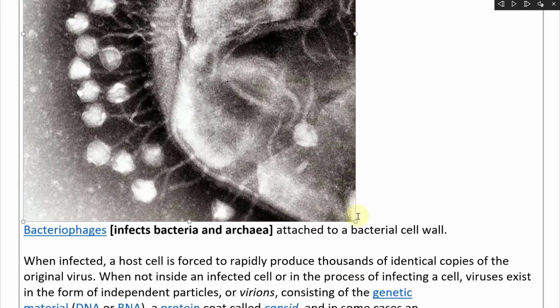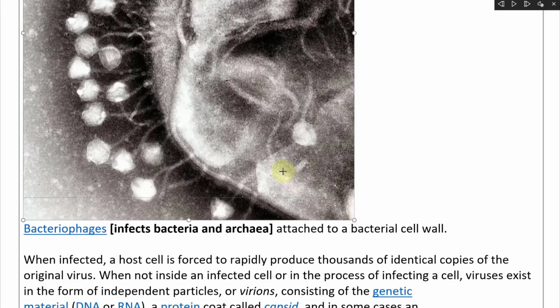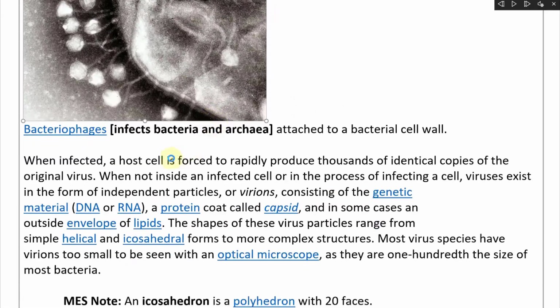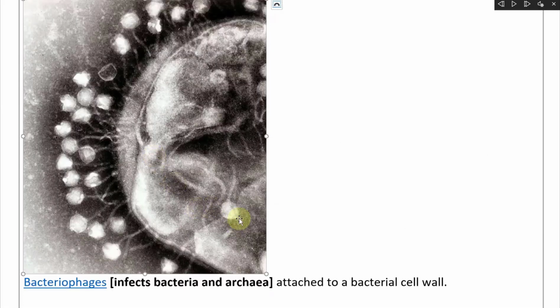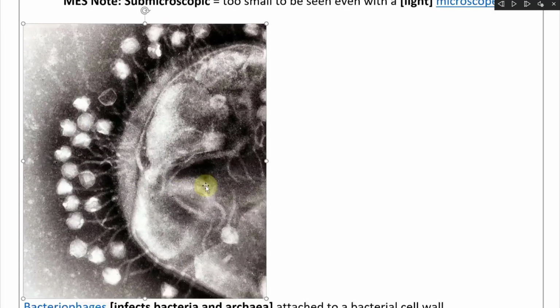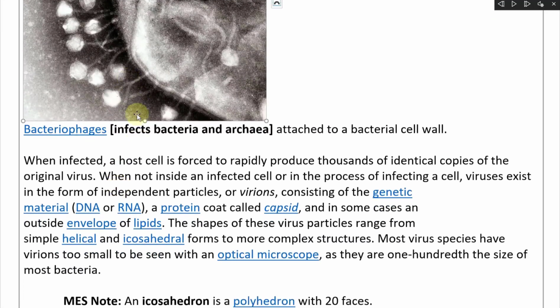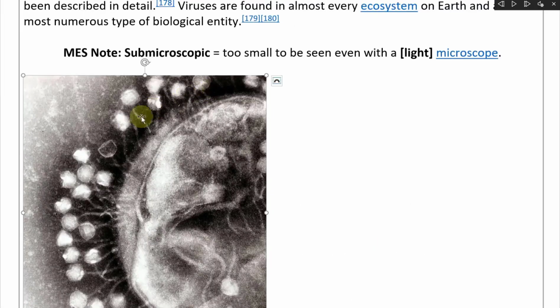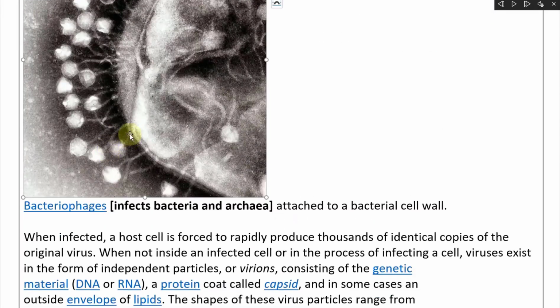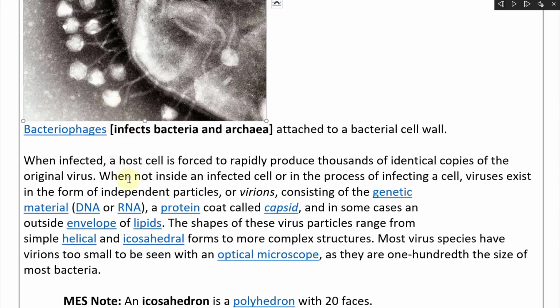Here is a bacteriophage. We showed this earlier. So bacteriophages infect bacteria and archaea, attached to a bacterial cell wall. So yes, supposedly that's infecting it, and again, that's just deducing from this image. And this, I believe, is an electron micrograph image, which involves heavy metal staining, and we'll get to that in a bit.